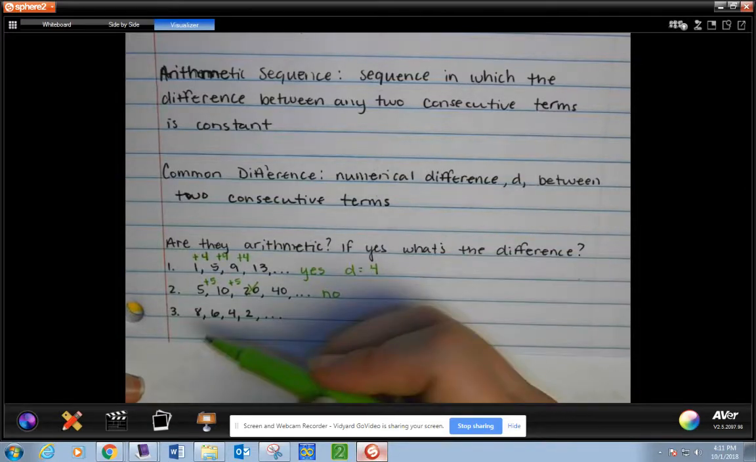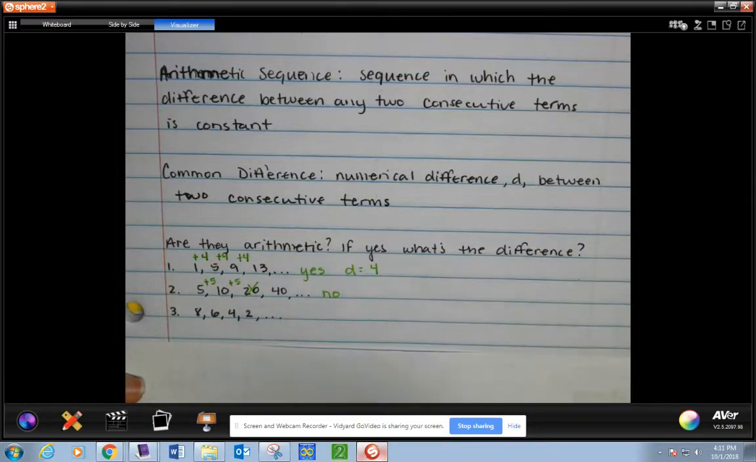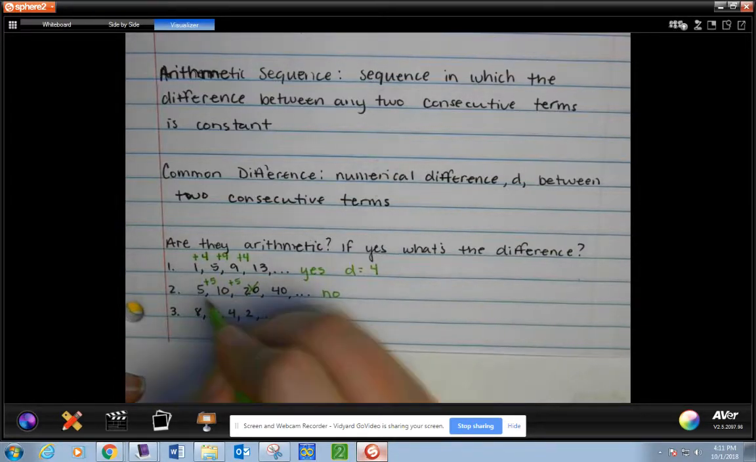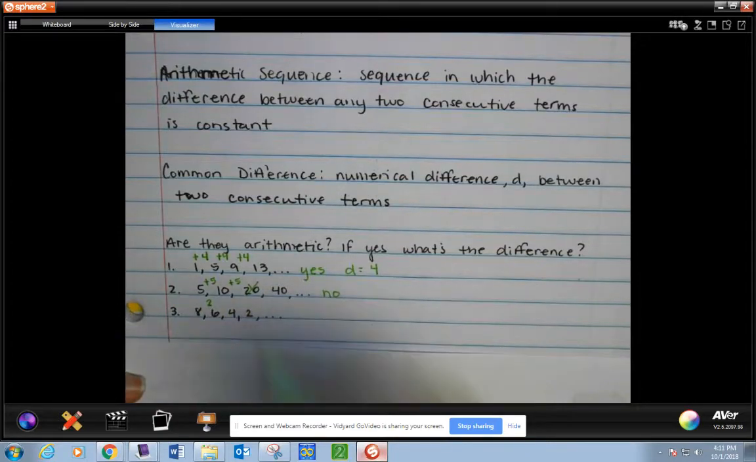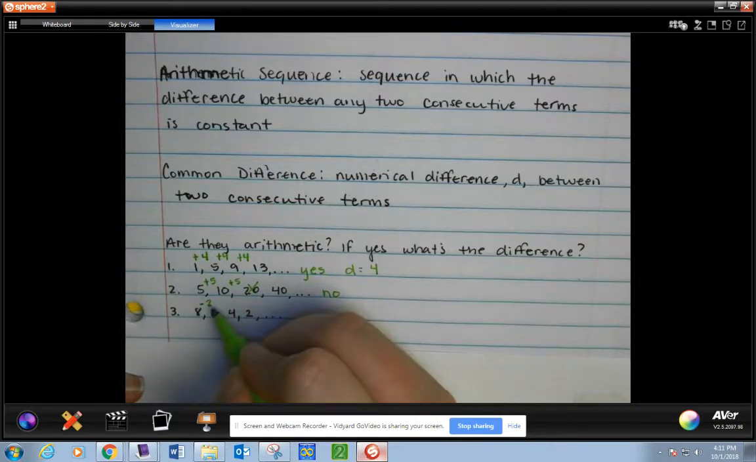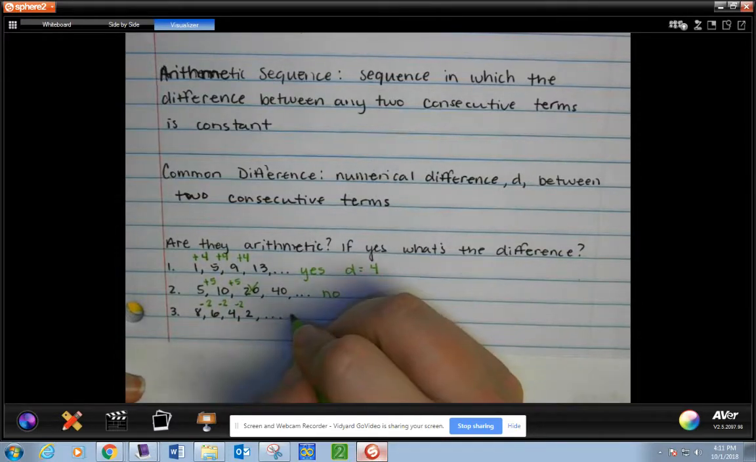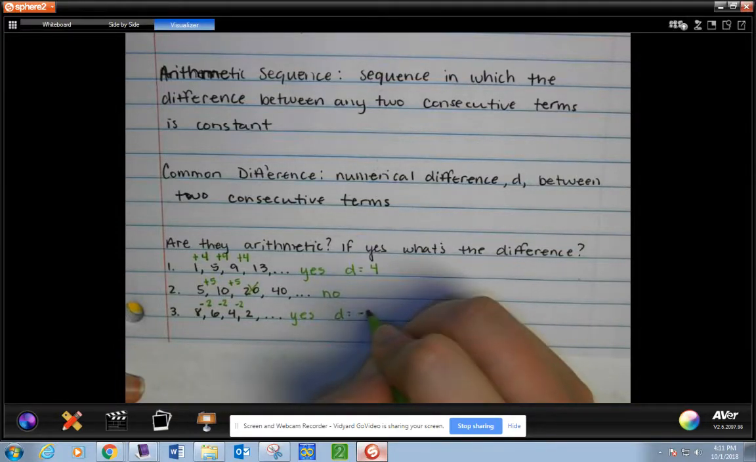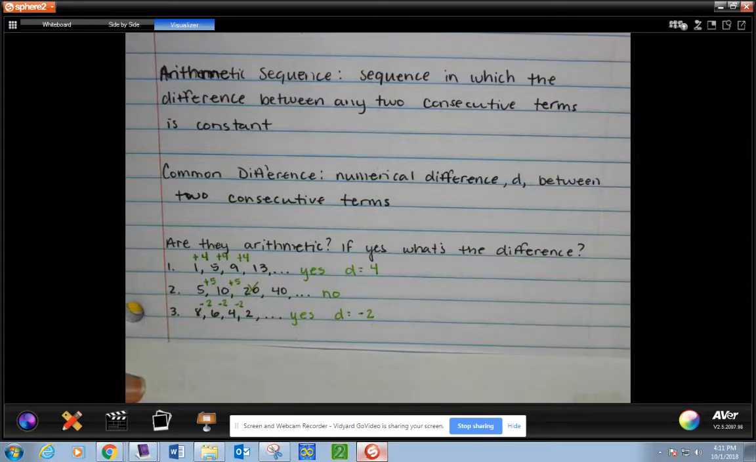Now I'm going to go to the next one. I have 8, 6, 4, and 2. This time my numbers are decreasing. If your numbers are getting smaller, take the first number and subtract the second number. So 8 minus 6 gives me 2. Since I am decreasing, I put negative 2. So 8 minus 2 gives me 6. Let's see if it keeps working. 6 minus 2 gives me 4. 4 minus 2 gives me 2. So this works. So we put yes. And our difference this time, you do have to put the sign, is negative 2 because we are decreasing.